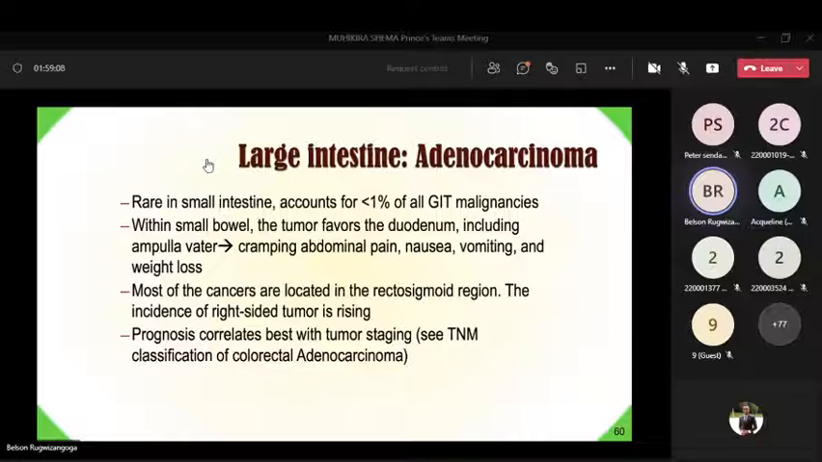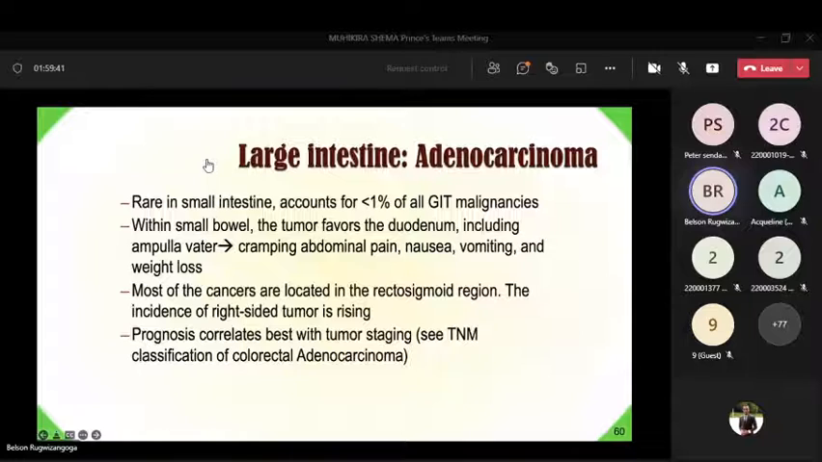In the small intestine, it is very rare to see adenocarcinoma. We see GISTs and other tumors, but most adenocarcinomas we see in the colon rather than in the small intestine. Within the small bowel, the tumor favors the duodenum, including the ampulla of Vater, and this will have consequences: cramping, abdominal pain, nausea, vomiting, and weight loss.